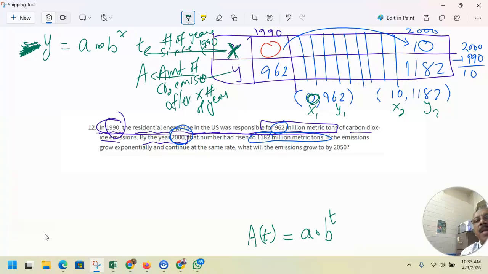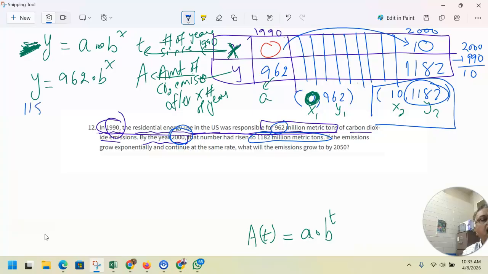Now, because in the beginning x is 0, by default the answer is 962. So A is 962, and this is your A times. Now we need to know what B is. For the second part, we'll pick this point. So Y is 1182 equals 962 times B raised to 10.